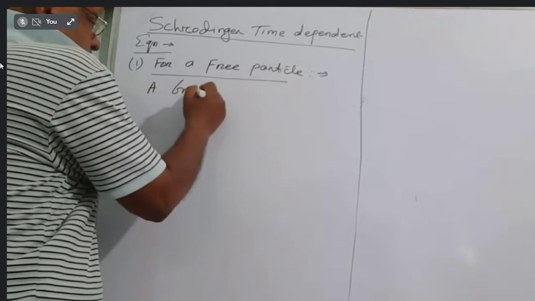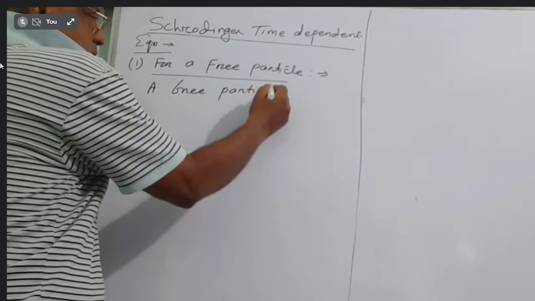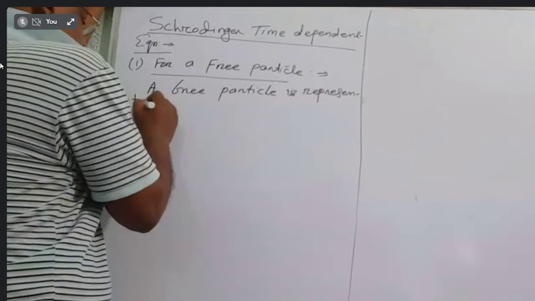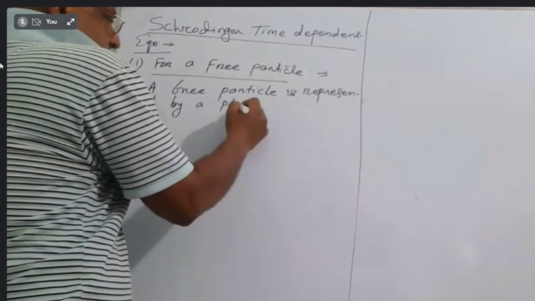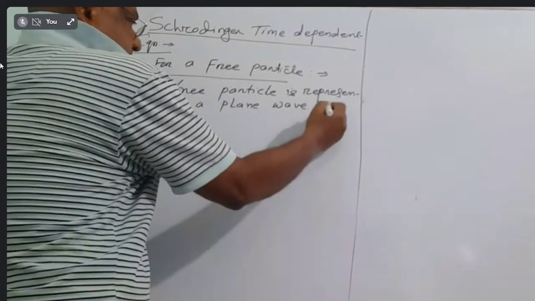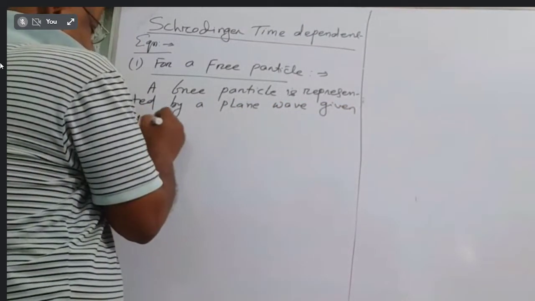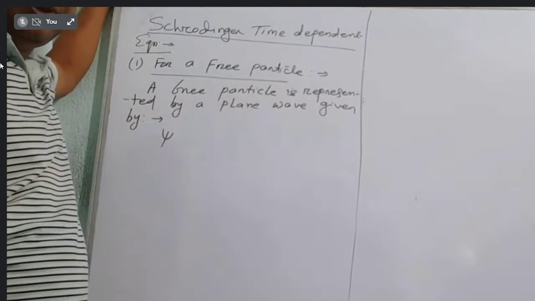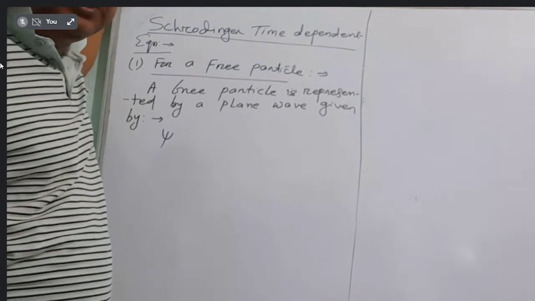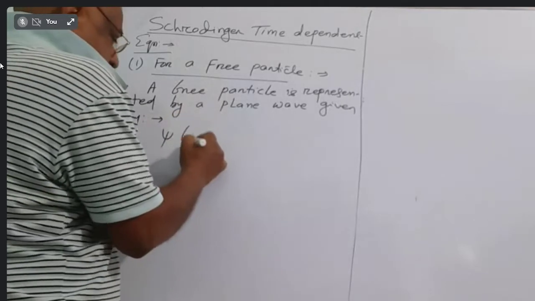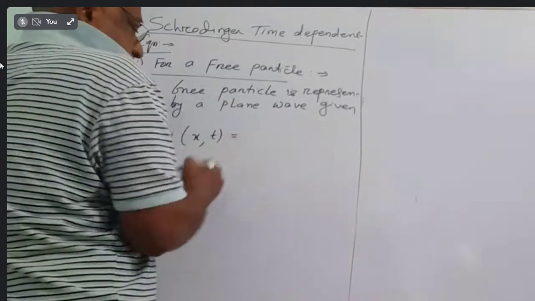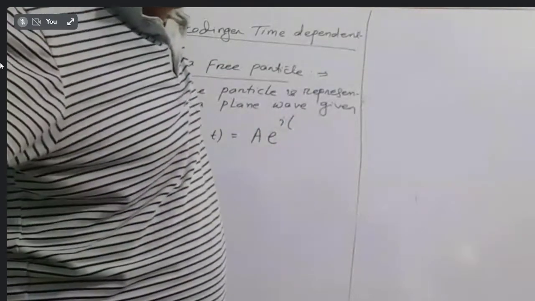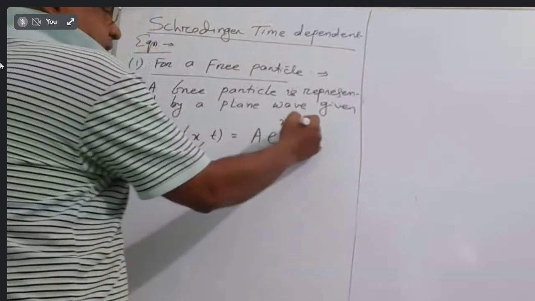A free particle is represented by a plane wave. We will do it for one dimension. We will only obtain this Schrodinger's equation for one dimension, not for three dimensions. So for the one dimensional wave, at a point x and time t, the wave function for a free particle can be written as A e to the power i, either (omega t minus kx) or (kx minus omega t), does not matter.